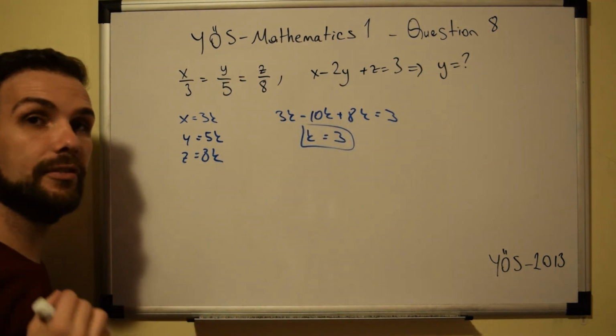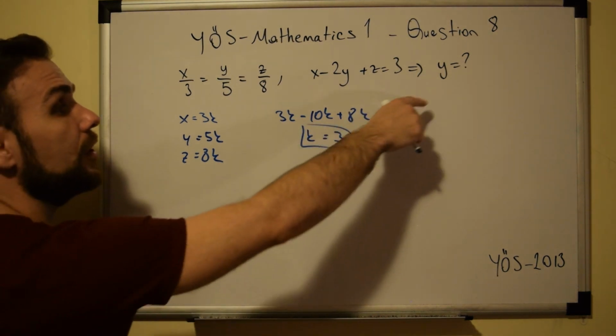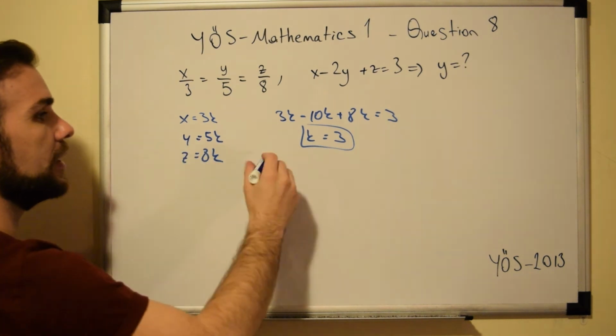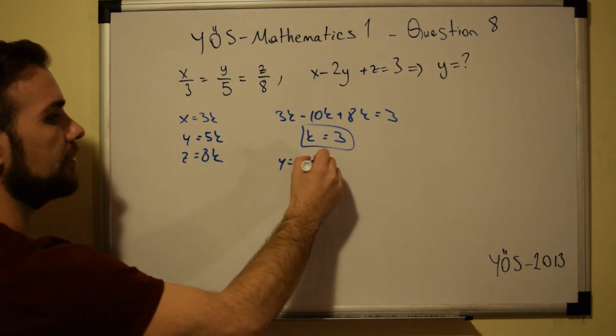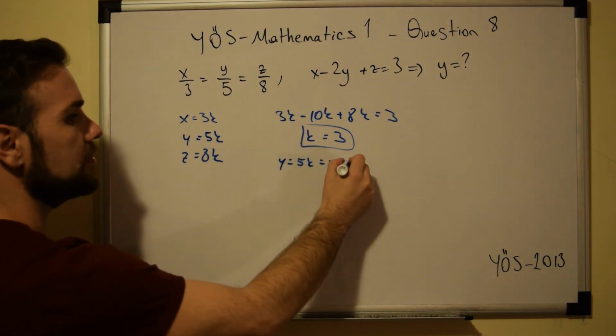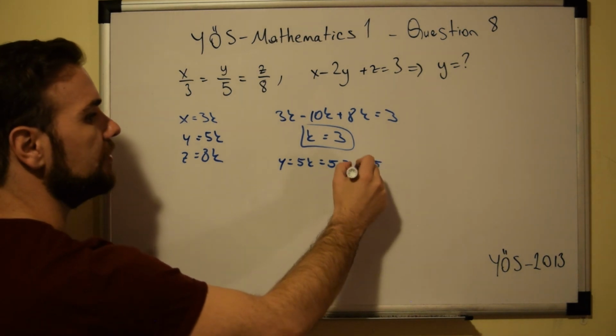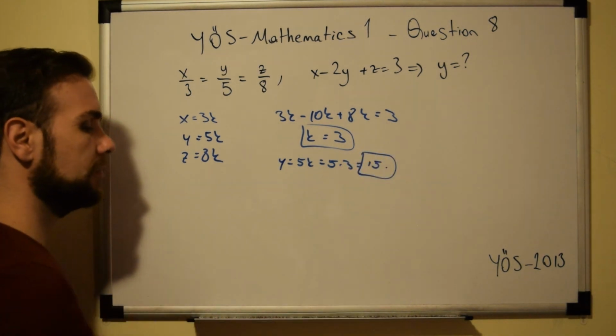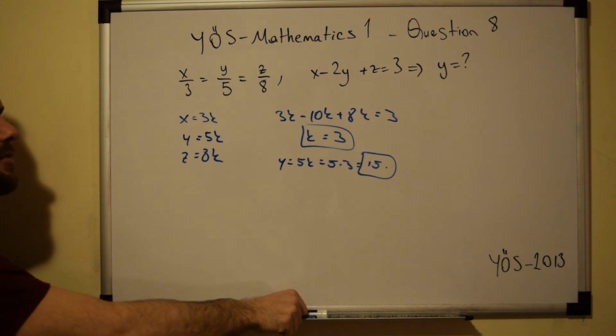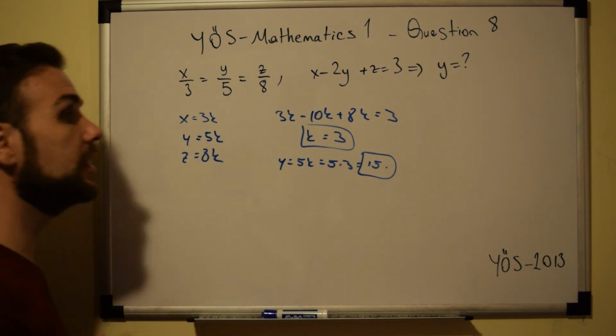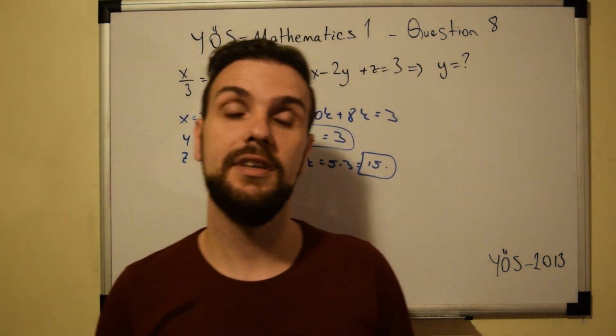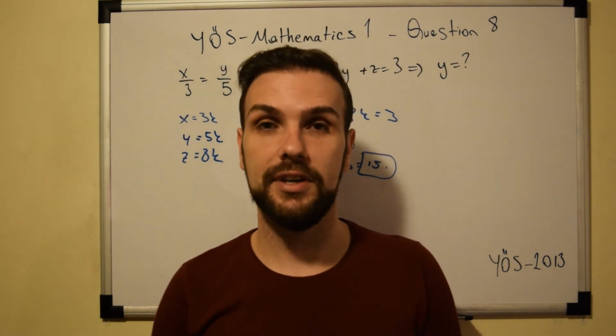So we know the value of k now, 3. We are asked the value of y. We know that y is equal to 5k, which is equal to 5 times 3, which is equal to 15. So the right answer for this question is 15. As you can see, very easy, very simple, a trick that can help us save time in our exams.